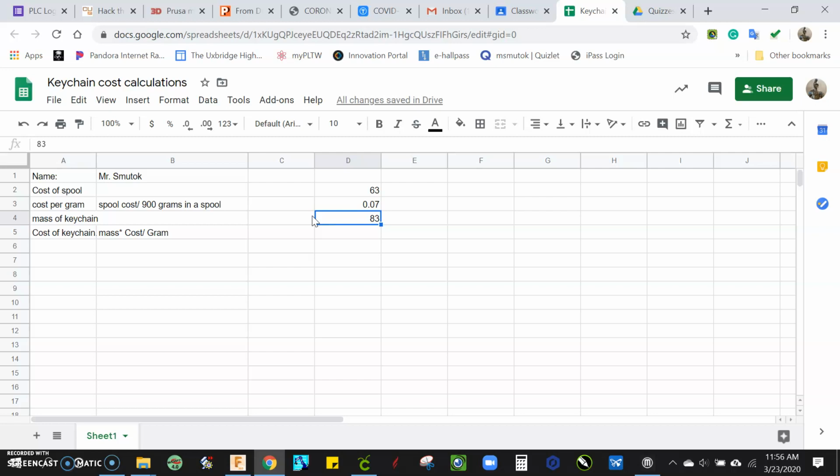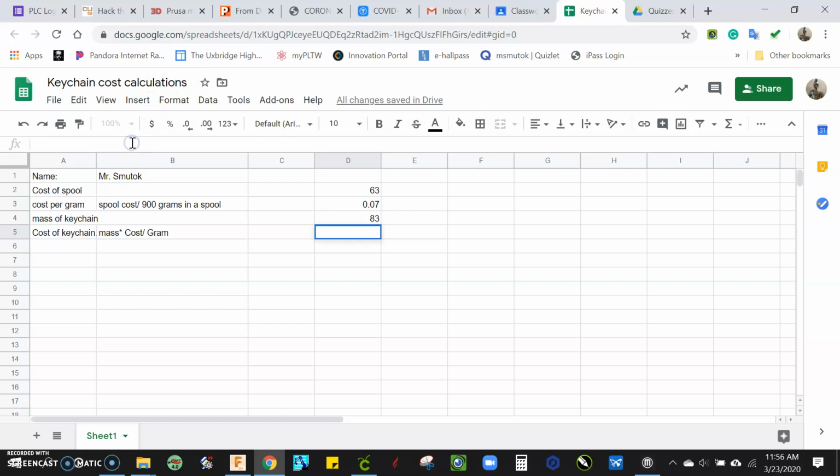So the only thing that you really can't figure out right now is the mass of your keychain. Hopefully you got that information. If you didn't, let me know and I'll look it up for you based on the STL that you sent me and turned in. So you can see the mass of my keychain was 83 grams. Down here in the total cost, it's my mass times my cost per gram. So my mass is 83 times my 7 cents cost per gram.